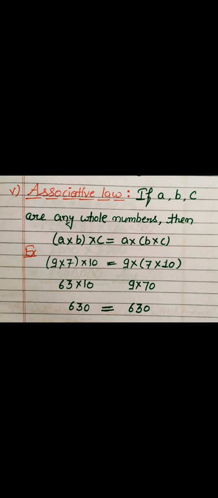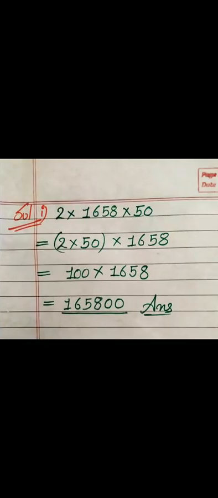Now, how can we use this law? Listen, here are two questions. Here we have to determine each of the following products by suitable rearrangement, to solve the question easily. In the first one, if we group 50 and 2, this will become 50 into 2, we will get 100, and if we multiply 1658 and 100, we will get 1,65,800, which is our final answer.